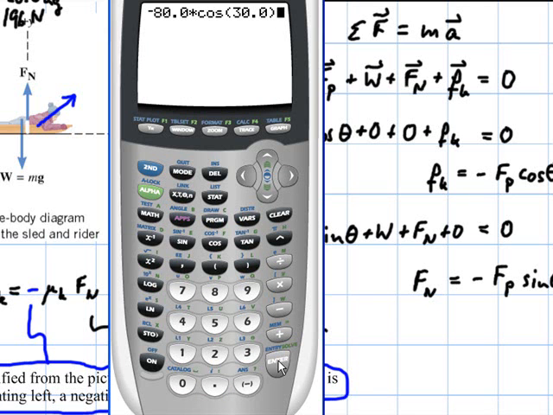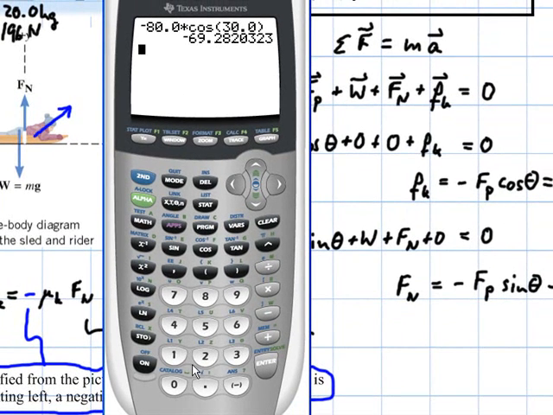Okay, so the frictional force is negative 69.3 newtons, and it should be negative because it's pointing to the left. That's what you saw earlier in the other recording emerging from the algebra.